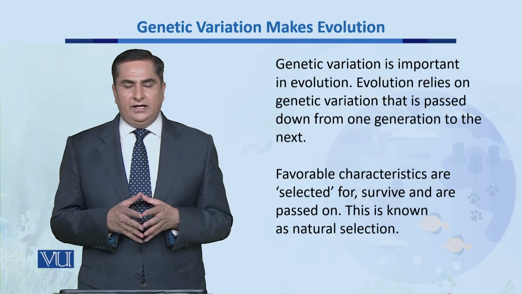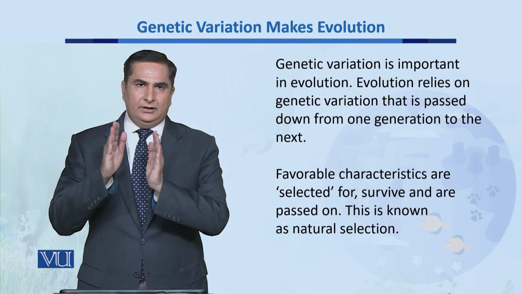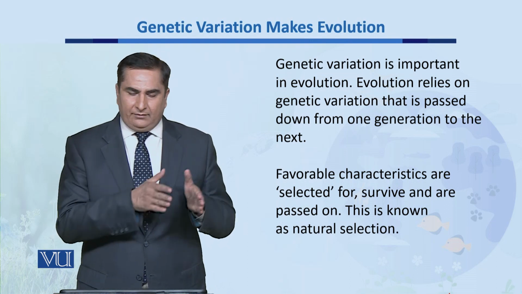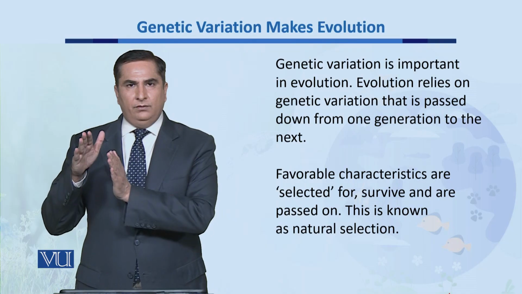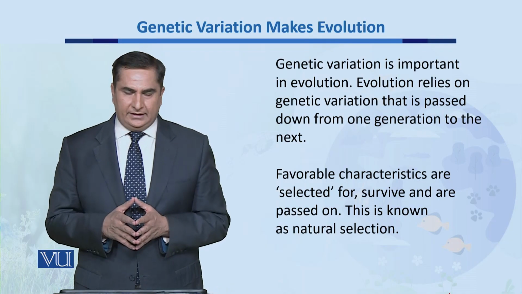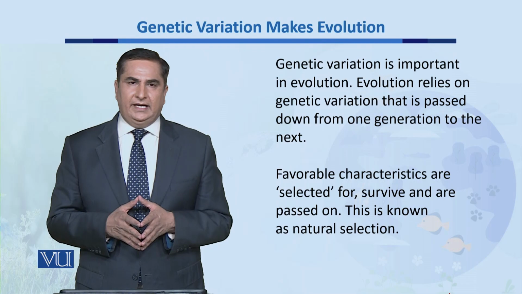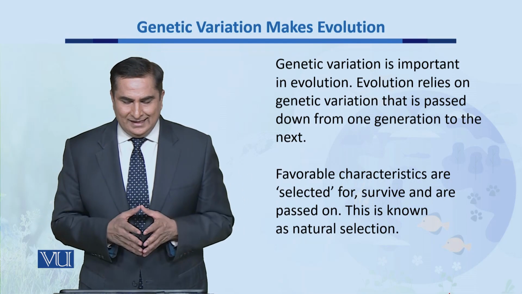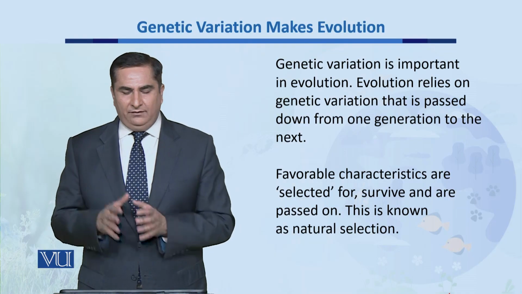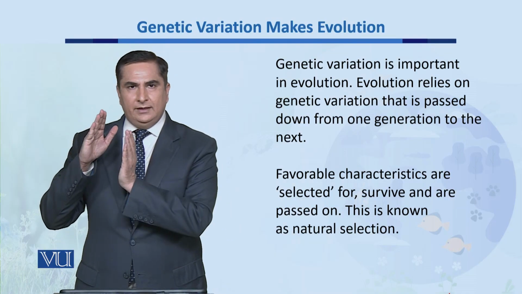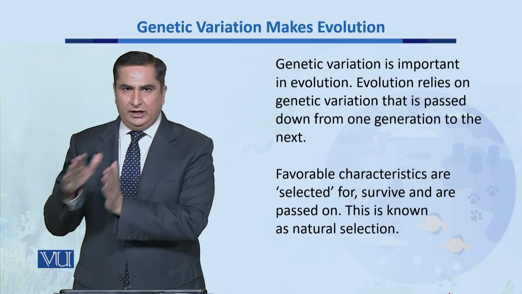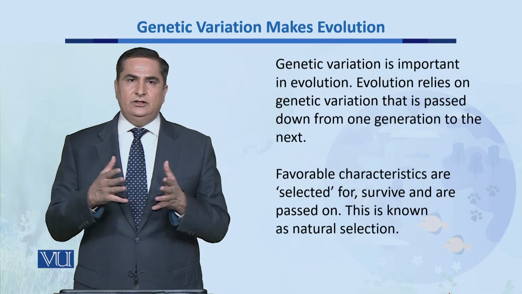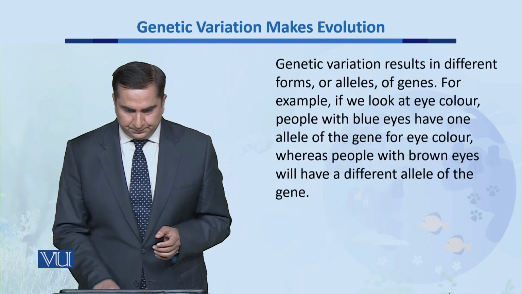Genetic variation is an important source of evolution. Evolution relies on the genetic variation that is passed down from one generation to the next. Favorable characteristics, in the form of various genetic variants, are selected for survival and are passed on to the fittest subpopulation of that population, and this is known as natural selection.